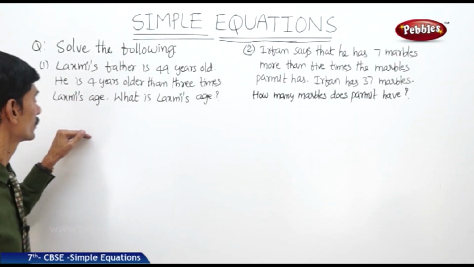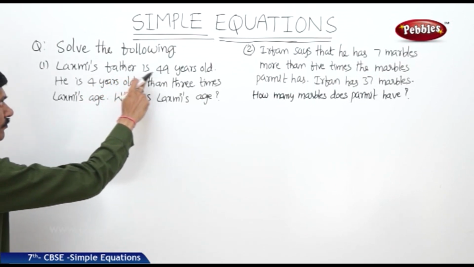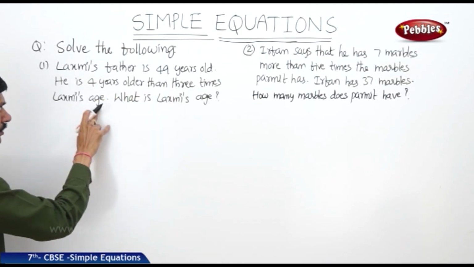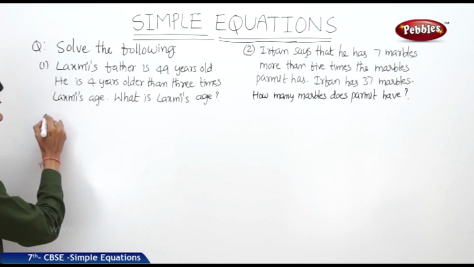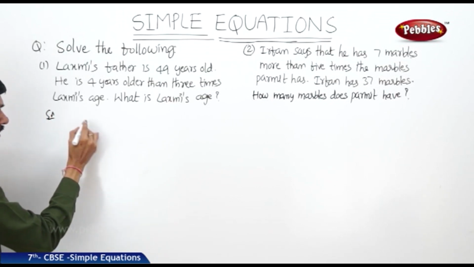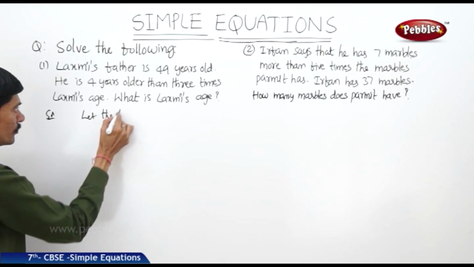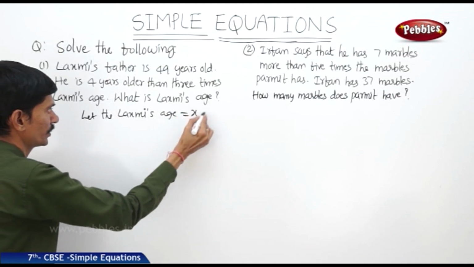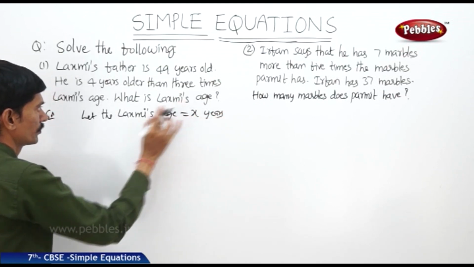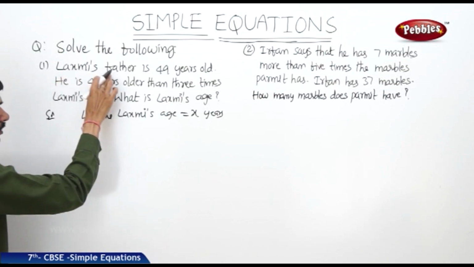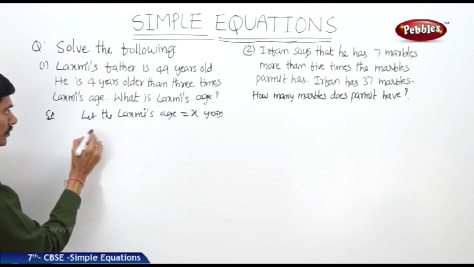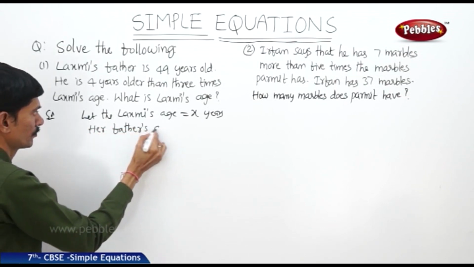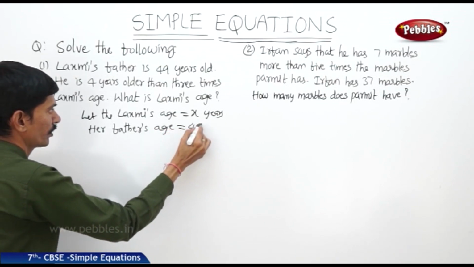Now let us solve the next question. Lakshmi's father is 49 years old and he is 4 years older than 3 times Lakshmi's age. What is Lakshmi's age? So we take Lakshmi's age as x years. So let the Lakshmi's age equal x years. Then what is Lakshmi's father's age? So his age is 49 years. Her father's age equals 49 years.